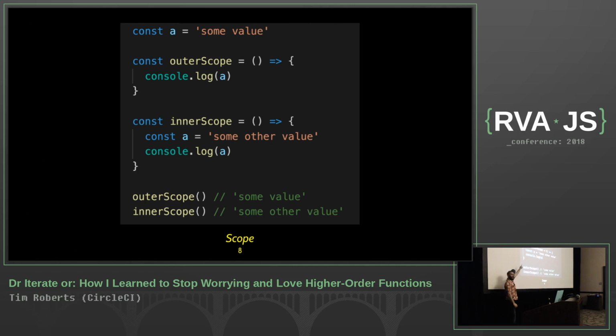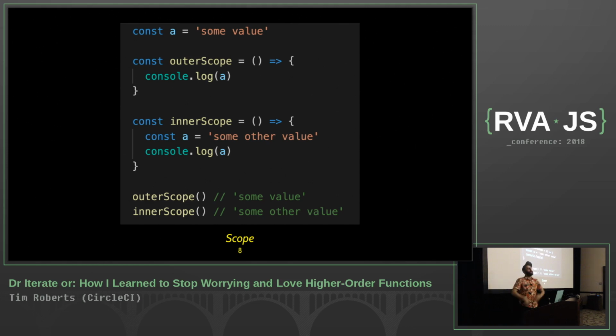But I can never touch value A inside of inner scope. From outside of that function, that value is inaccessible. I can never touch it. I can never see it. Only the worker inner scope has access to it.